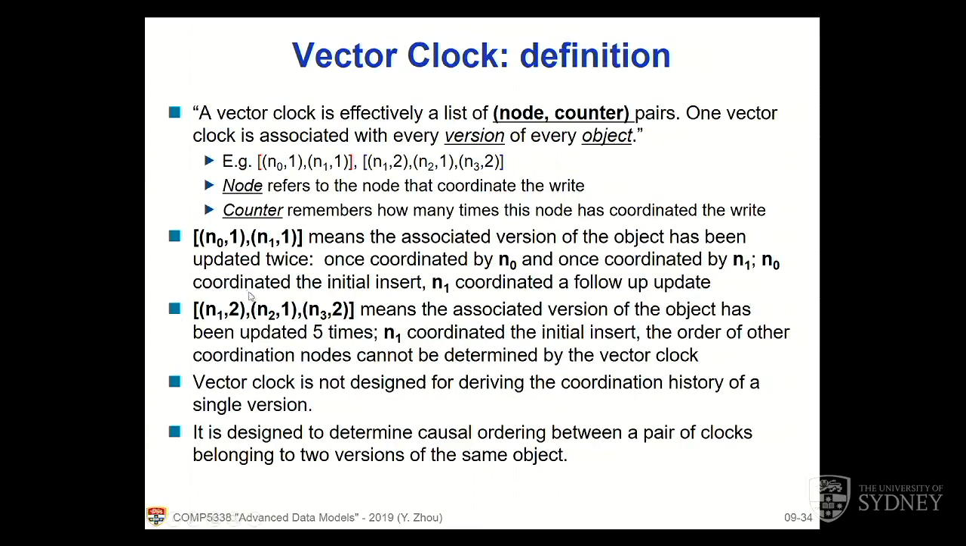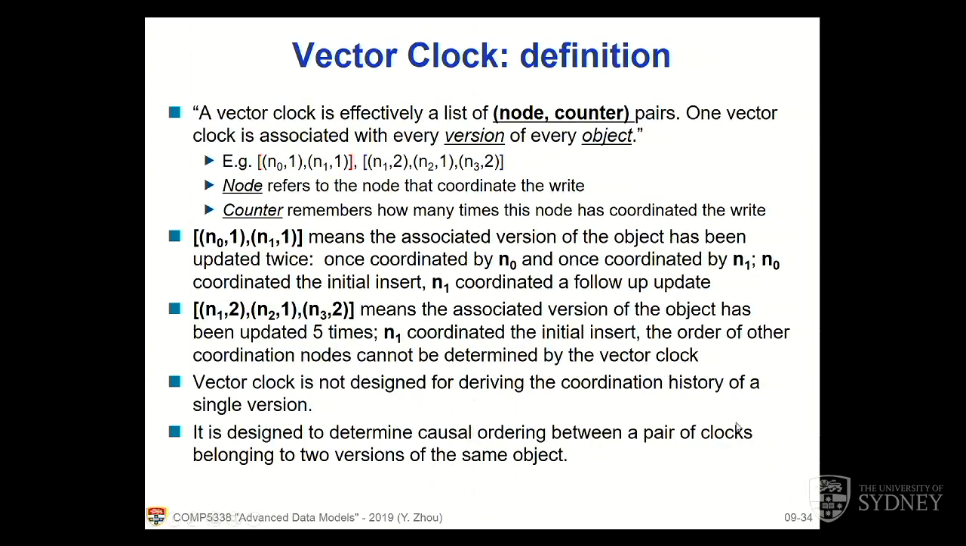And what does this mean? This means the version has been updated 5 times, because you can just look at this. It's twice here, and once here, and twice here, so 5 times. And this is the first one, so N1 coordinated the initial insert, the put. And then after that, it's been updated 4 times. But we don't really know whether the second was done by N1 as well, or by N2 or by N3. You can't tell, and it's not that important.